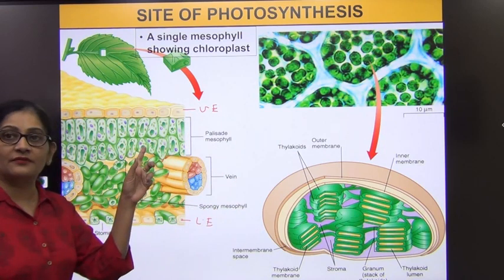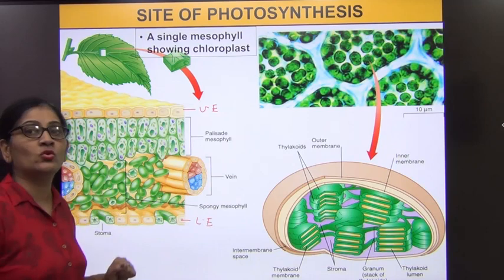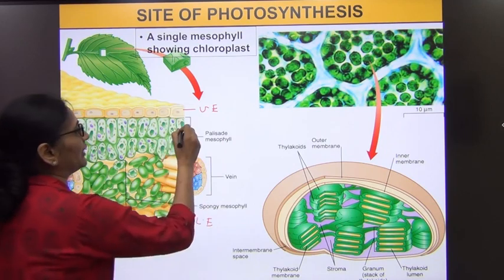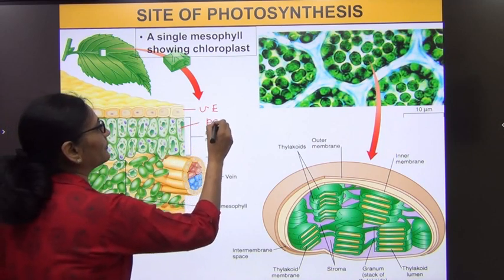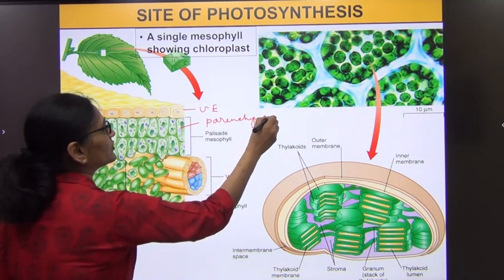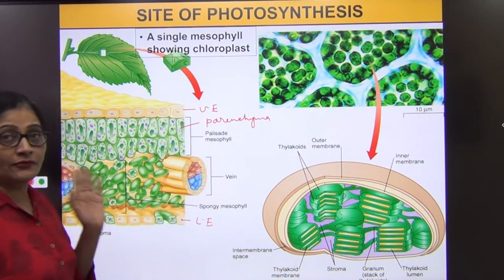Now if you observe this closely, mesophyll is filled up with the cells. These cells which fill up the mesophyll, this is called as parenchyma. You have heard that parenchyma is a plant tissue. See, so this is parenchyma. Now this is of two types.